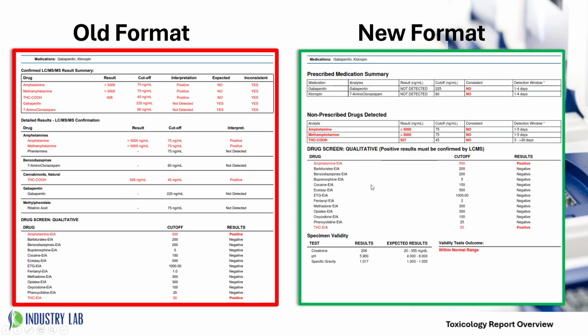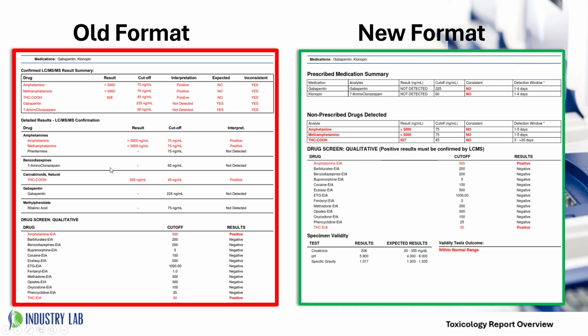So now you can see the confirmation results, you can see the drug screen results, the historical data, if there is any. On this example, there was no prior testing to show, and the validity tests all on the first page of the report. Another thing I would point out is the inclusion of this detection window for every analyte that we test, so you can incorporate that information into your review and interpretation as well.